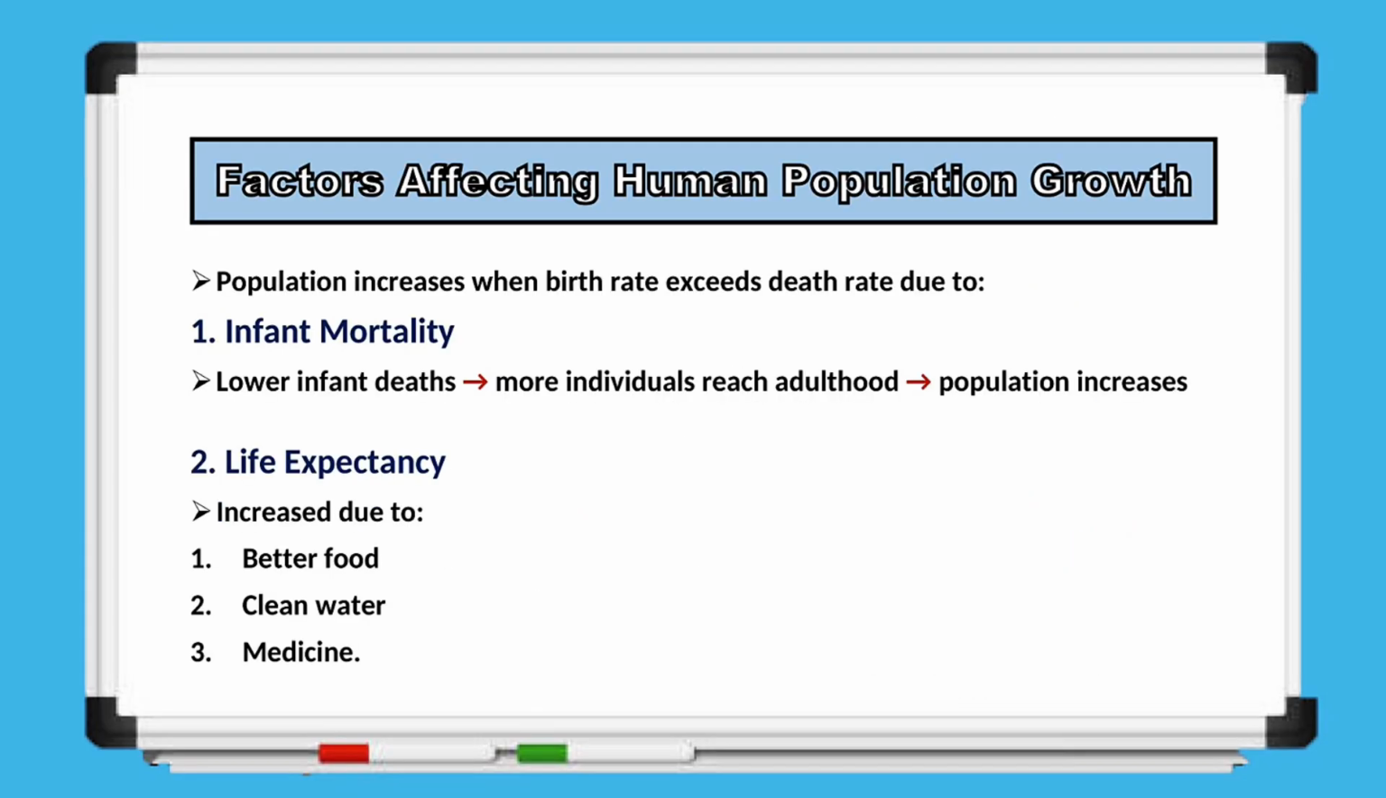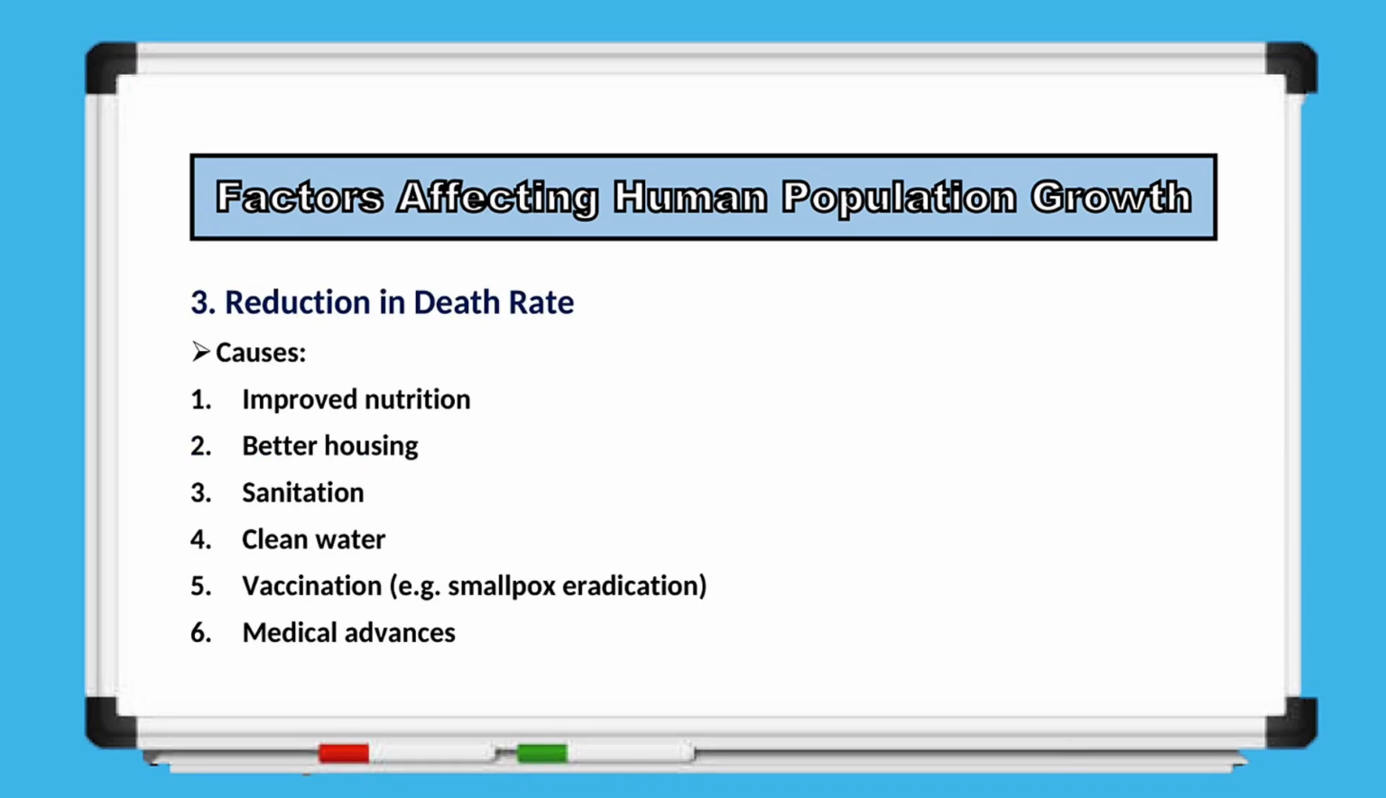Several additional factors influence human population growth. Population size increases when birth rates remain higher than death rates. Lower infant mortality means that more children survive to adulthood. Increased life expectancy, resulting from better nutrition, clean drinking water, improved healthcare, and modern medicines, also contributes to population growth. Improved housing, sanitation, vaccination programs, and medical advances have all reduced death rates significantly.